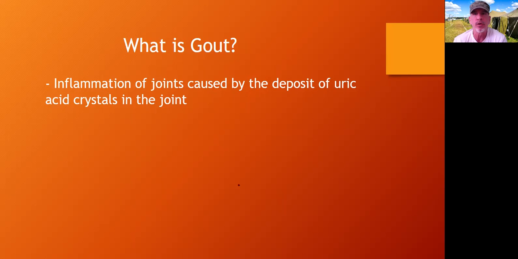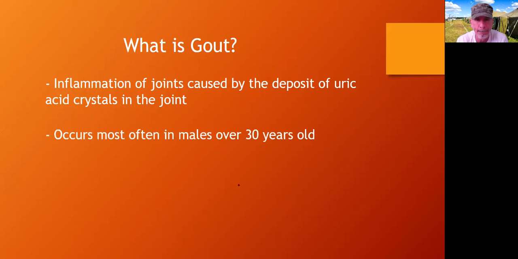Uric acid is one of the byproducts of our metabolism. We normally urinate those out, but the uric acid can accumulate in a joint and form crystals, and these crystals make the joint extremely painful. Most often occurs in males over 30 years old.